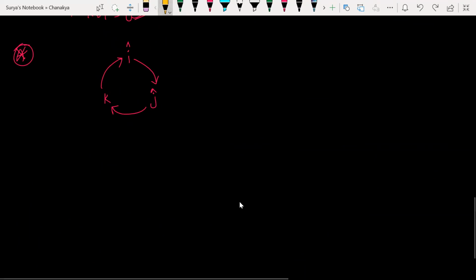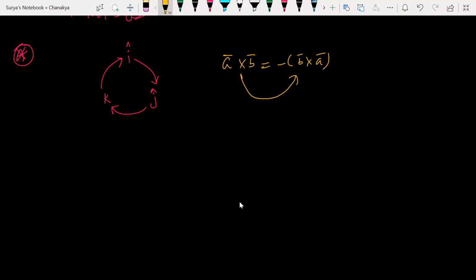Guys, this is the property which we have learned: A cross B is equal to negative of B cross A. Now look at this here. Based upon this red color thing, what can you write here? I cap cross J cap is equal to K cap. J cap cross K cap is equal to I cap, and K cap cross I cap is equal to J cap.